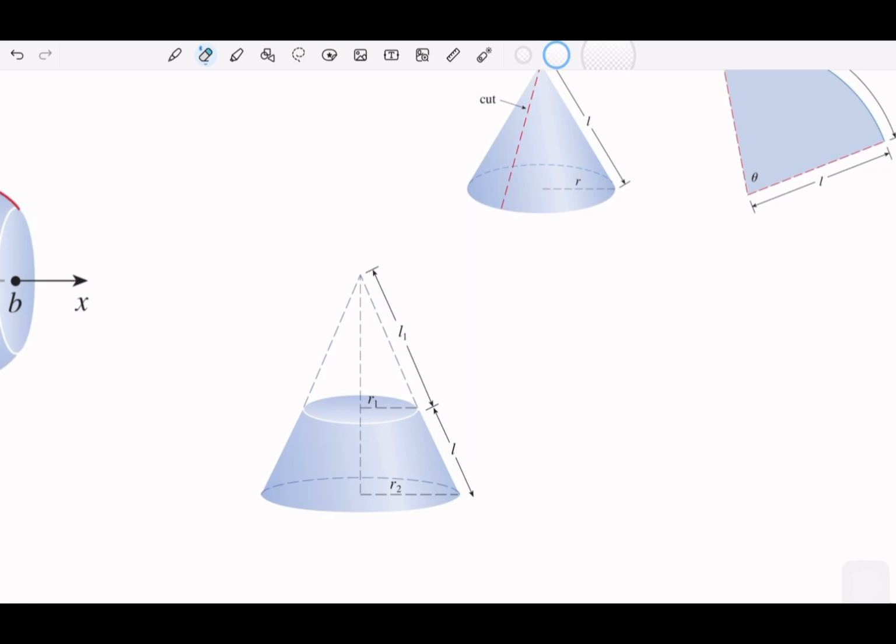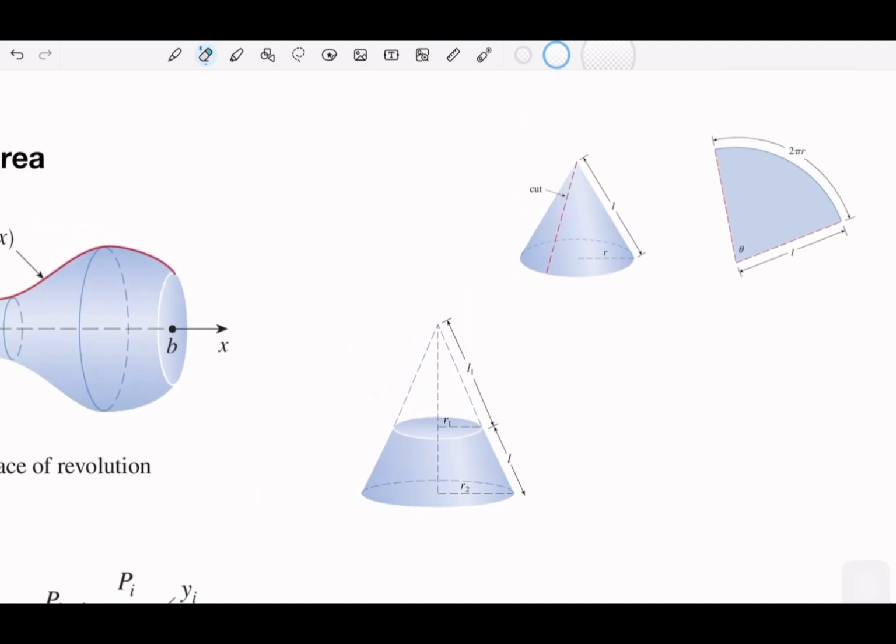Okay. Now why is this important? Because if the length is quite small, the small band can fit with this, right? Imagine that this small band here is like a small part of this cone. So this is how we approach the surface area of any random function that can be rotated. We get this kind of shape, and we can use it as our reference to get the surface area.